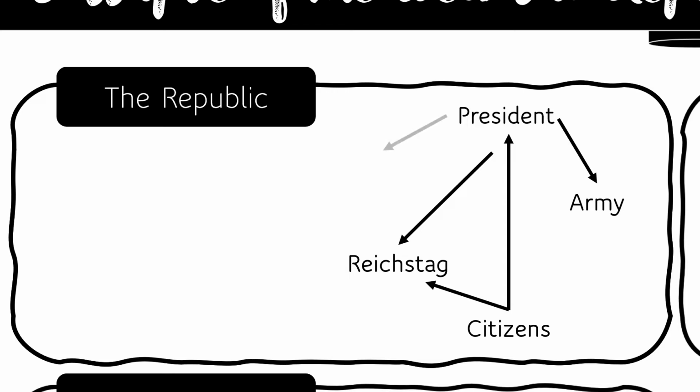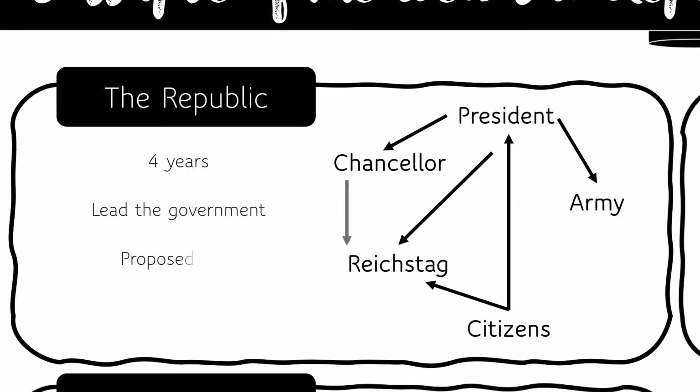The president also appointed the chancellor. The chancellor would be elected every 4 years and was responsible for leading the government, choosing his ministers and proposing laws to the Reichstag. The chancellor required a 2/3 majority of the Reichstag in order to govern, and so as such was generally the leader of the largest party in the parliament. This too, we will see, would cause problems for the Weimar Republic later on.